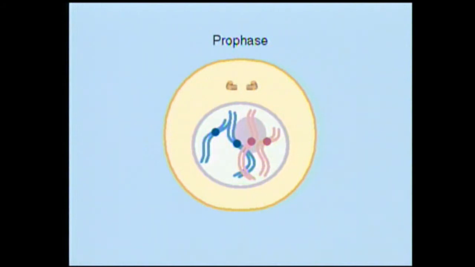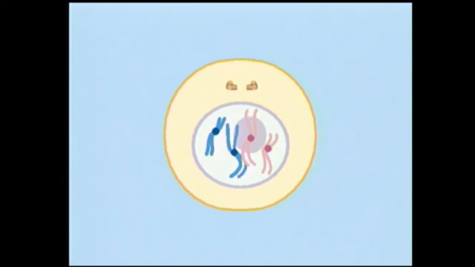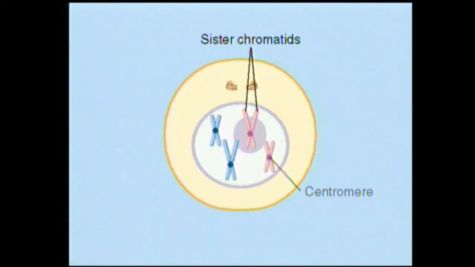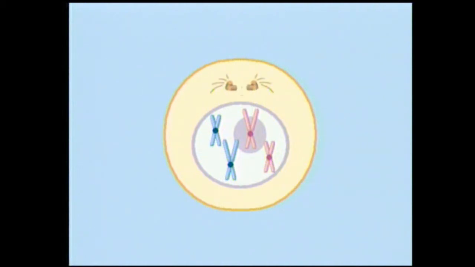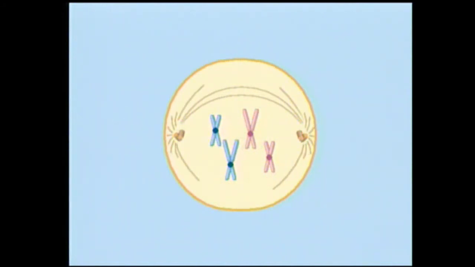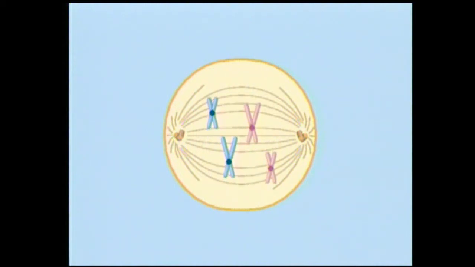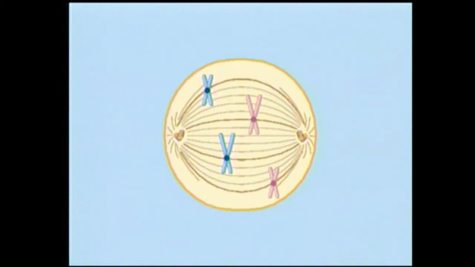Prophase is the first phase of mitosis. During prophase, the replicated chromosomes condense. The sister chromatids stay attached at the centromere. The two centriole pairs move to opposite sides of the cell. The nucleolus and the nuclear envelope dissolve. The mitotic spindle forms between the two centriole pairs. A spindle fiber attaches to the centromere on each chromosome. The spindle fibers begin to move the chromosomes to the center of the cell.